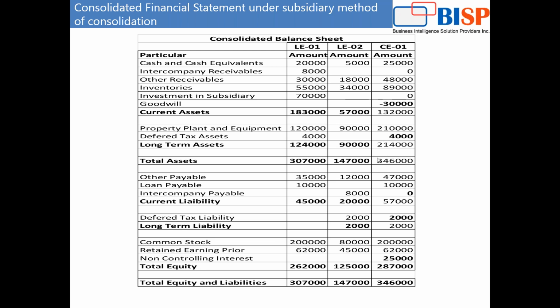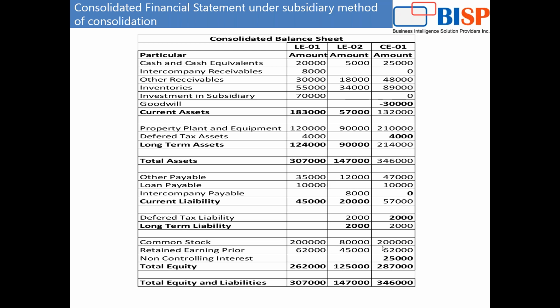So our total asset is 3,46,000, and the total liability, that is other payable, loan payable, intercompany payable, this amount gets eliminated with the intercompany receivable, so the amount is zero, the deferred tax liability. Now under the equity section, you can see that on the consolidated level, you will find only the equity of the parent company.